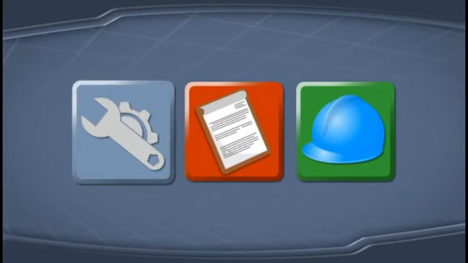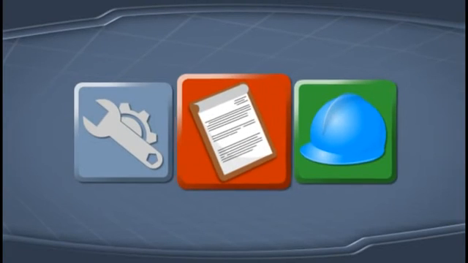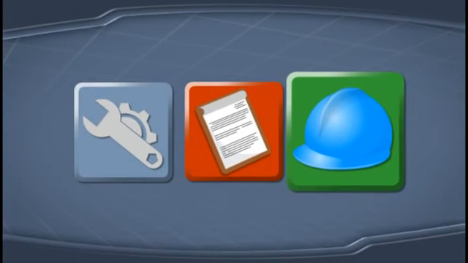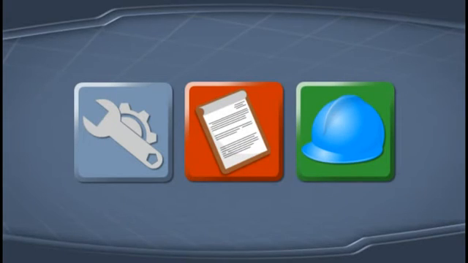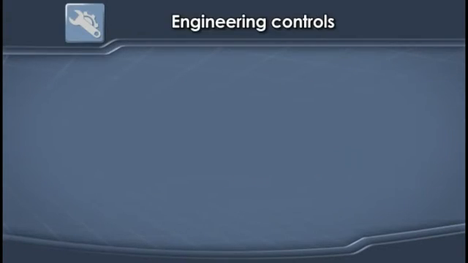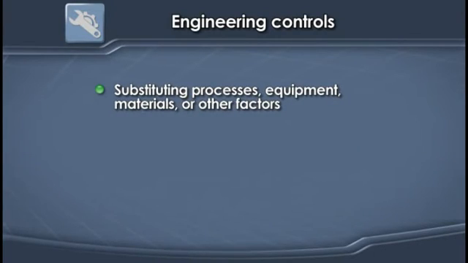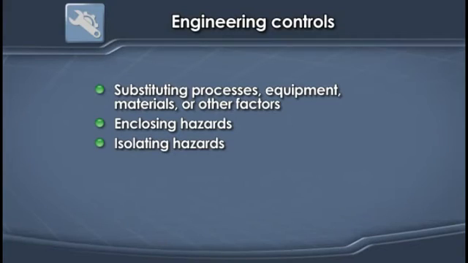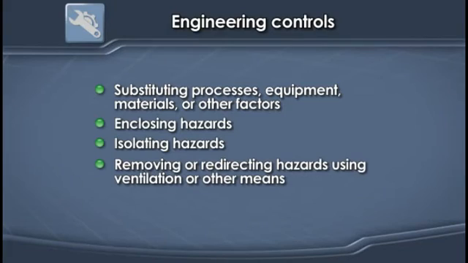When looking for appropriate engineering, administrative, or PPE controls for a hazard, keep the following in mind for each type of control. Engineering controls include substituting processes, equipment, materials, or other factors, enclosing hazards, isolating hazards by using interlocks, machine guards, blast shields, welding curtains, or other barriers, and removing or redirecting hazards using ventilation or other means.